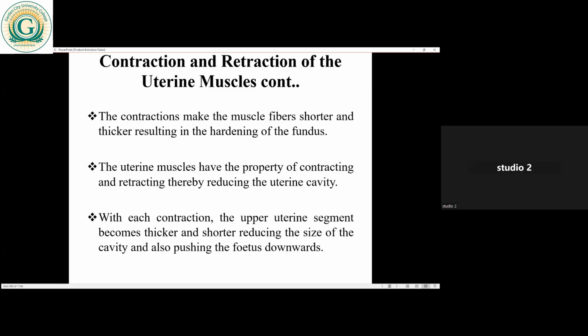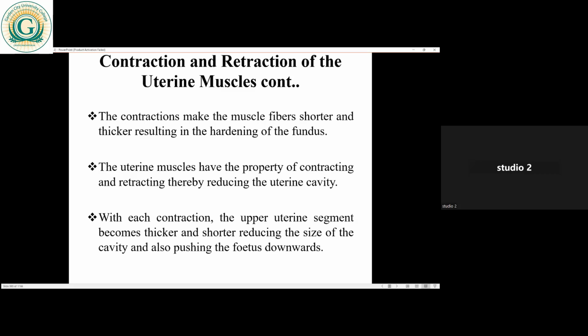And a lot of things are involved. Because of that strength, the woman will be in pain, and that pain is good for the woman. Because if the woman is in labor and she's not reacting, there's no pain, then it means the labor is not progressing well. With each contraction, the upper uterine segment, that is the fundus part of the uterus, becomes thicker, shorter, reducing the size of the cavity and pushing the fetus.